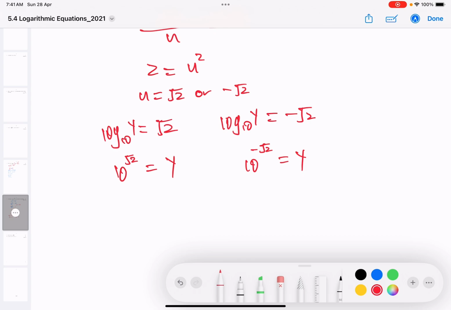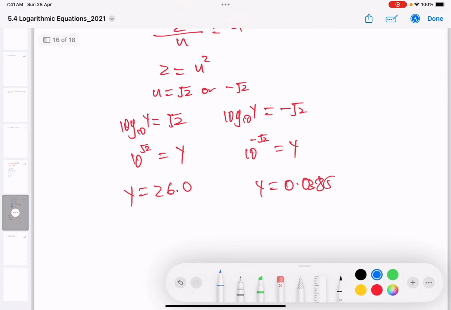So use your calculator. 10 to the power of square root 2, y is equal to 26 to the nearest whole number, or 10 to the power of negative square root 2 gives me y is 0.0385. Okay, this is to 3 significant figures.